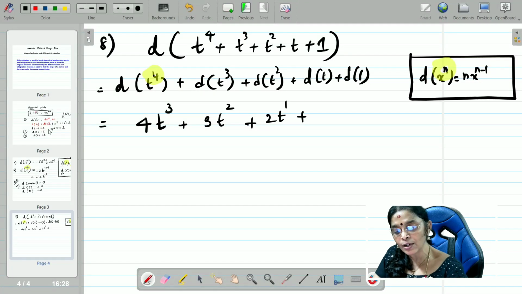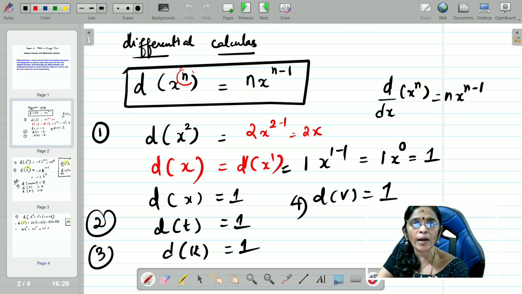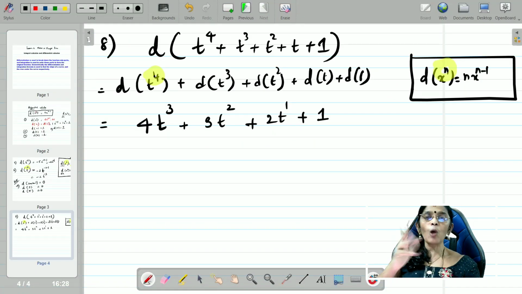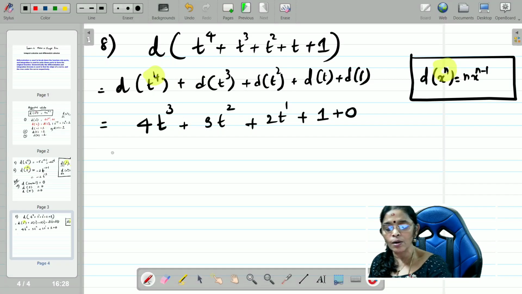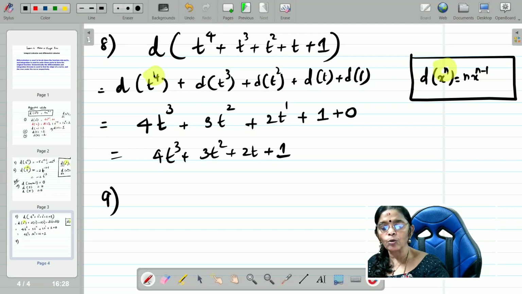What is that? We have seen now here what is differential of t. Differential of t, what is that? 1. Differential of k with respect to k, 1. Differential of x with respect to x, 1. Same thing. So that is 1. What is differential of constant, children? 0. That is all. So we got the answer 4t cube plus 3t square plus 2t plus 1. That is all. Same way, 9th question I am giving you.